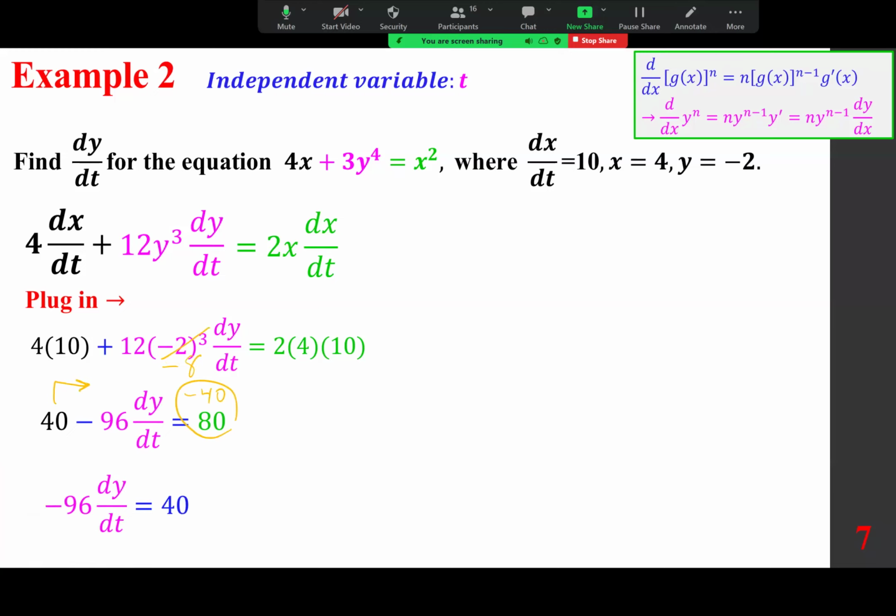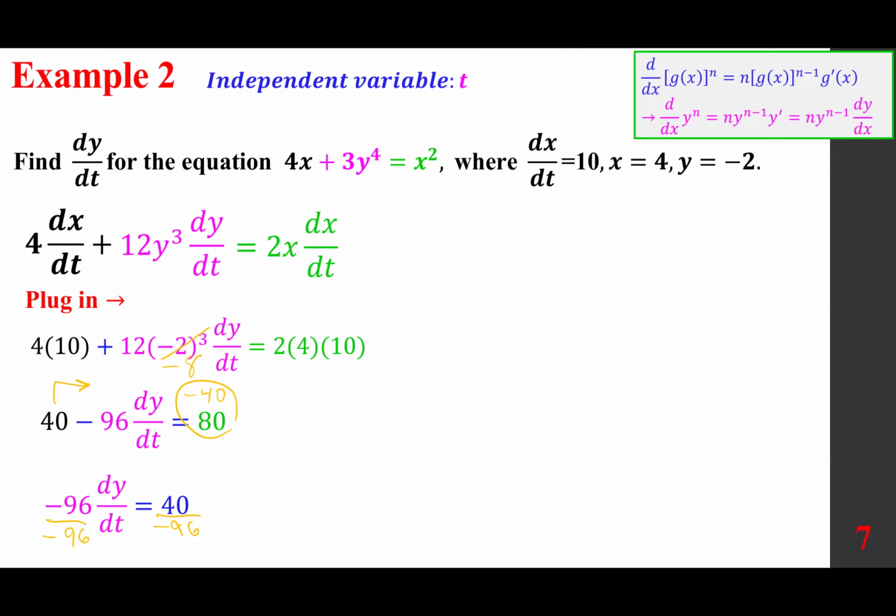Divide by negative 96. Both of them are divisible by 8. So dy/dt is negative 5 over 12. You have to put the answer in its lowest terms, remember that. And this is fine, we are done. You don't have to do anything else. But I want to show you the second method.